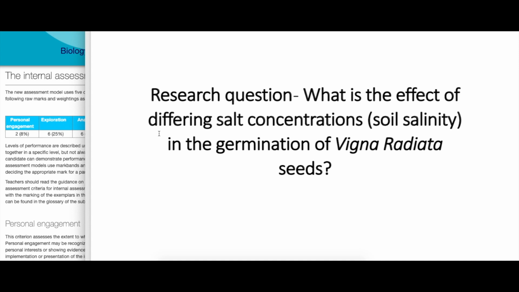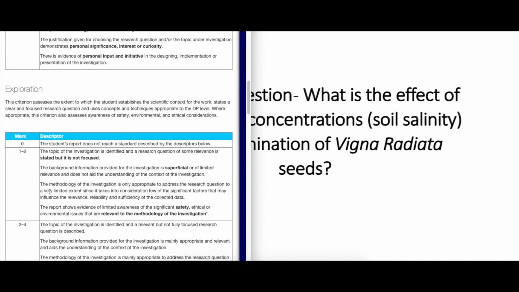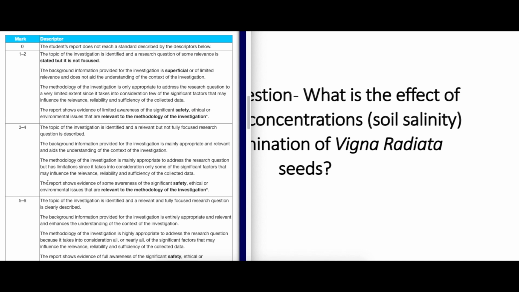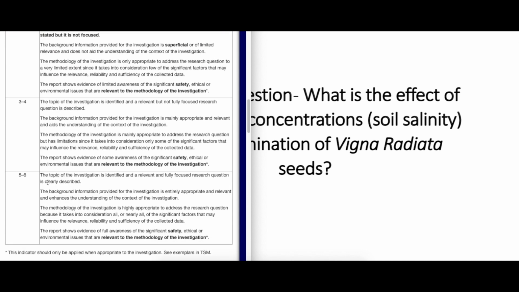Looking at the student's research question, the first thing that I have to ask is to do with the exploration criterion. And in the exploration criterion, I am going to begin by looking at the top mark band and what descriptors go into that top mark band. So let's take a look. The topic of the investigation is identified, definitely, and a relevant and focused research question is clearly described.